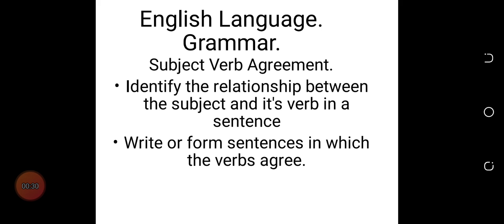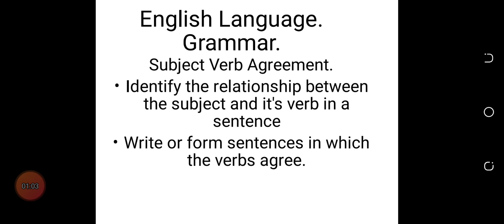The subject and the verb agreeing in a sentence, also meaning concord. So there should be an agreement between the subject of the sentence and the verb in the sentence. The subject means the doer of the action in the sentence. So the verb and the subject must agree. We will explain further when we look at the words carefully.